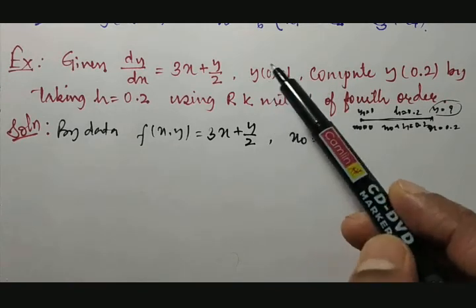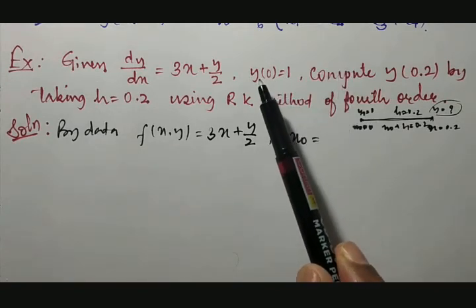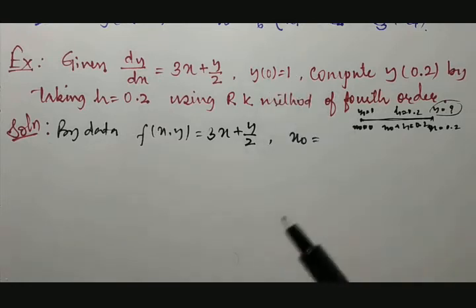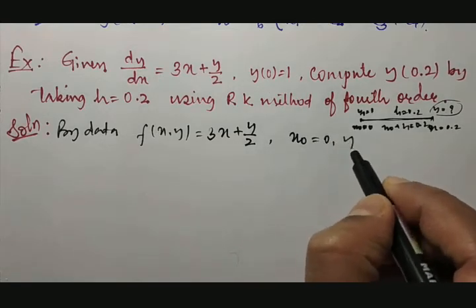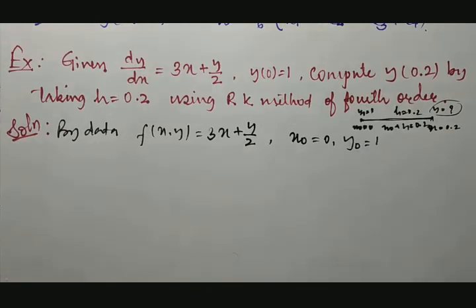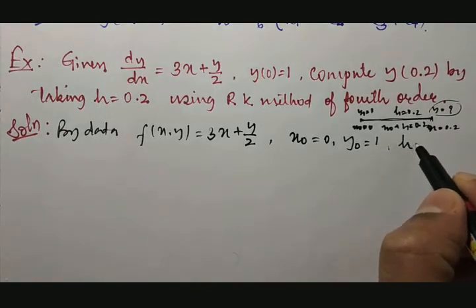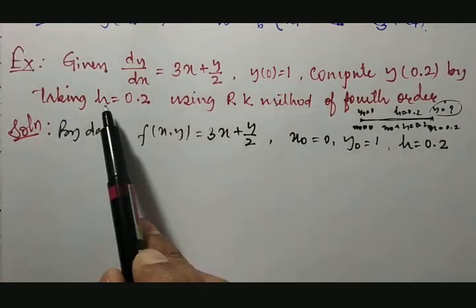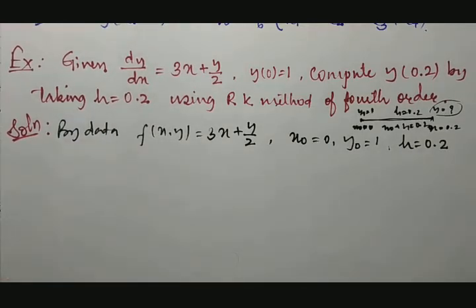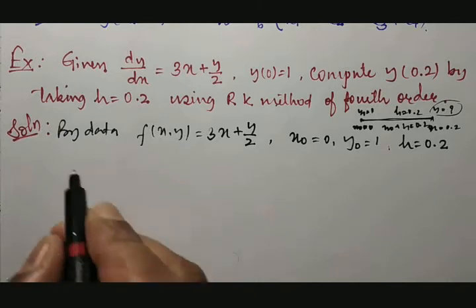The initial value can be considered. y of 0 is equal to 1, means x naught is equal to 0, where y naught is equal to 1. Fine. Then what is h given here? h is equal to 0.2. That is nothing but the step size.